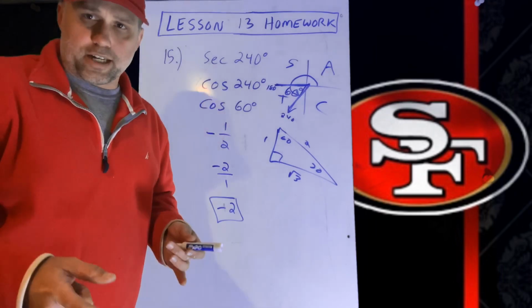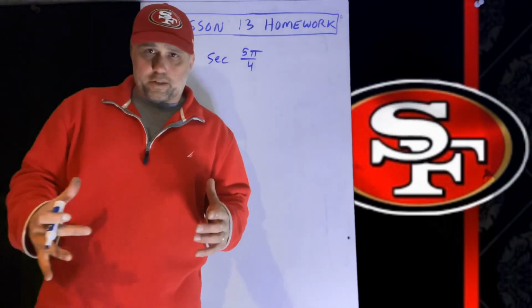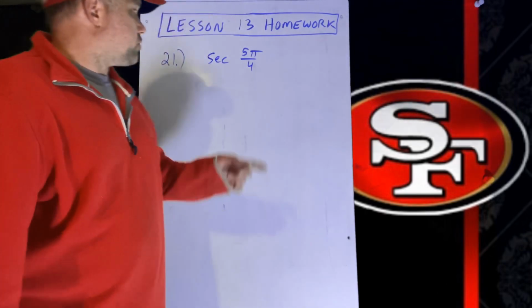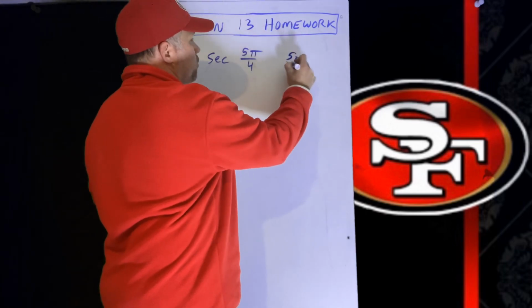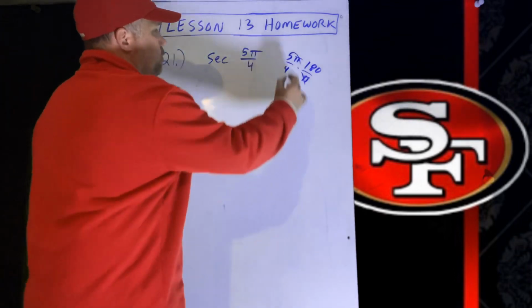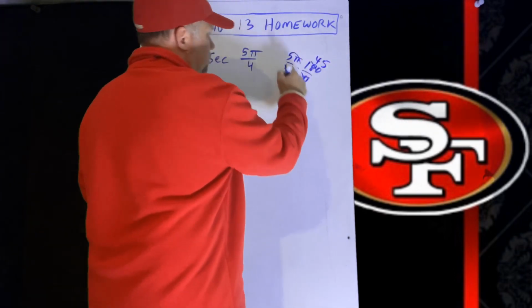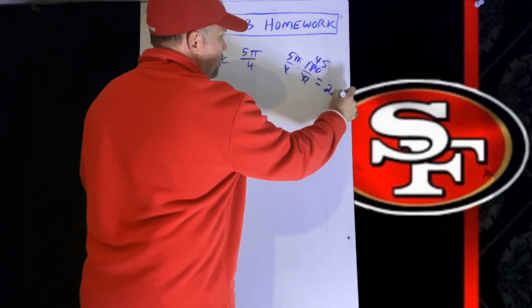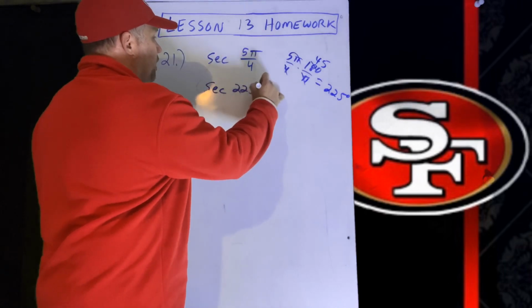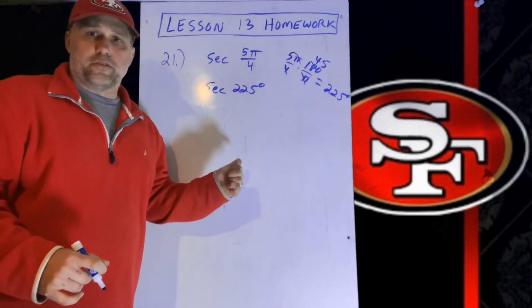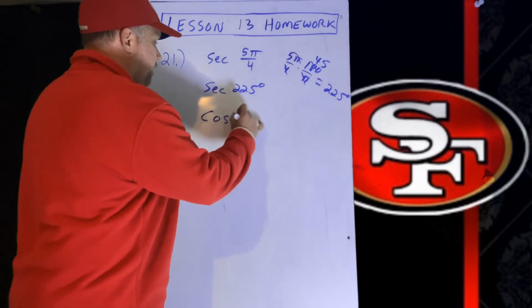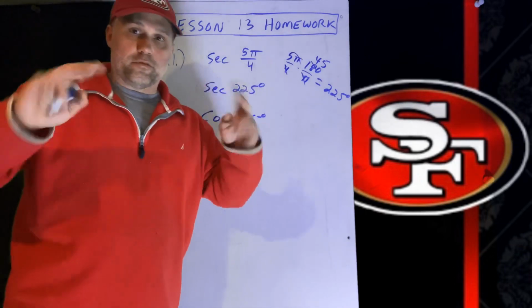I'm going to do 21 next. All right, 21 is a great question for putting it all together. We're going to have to first convert it to degrees. So let's go off to the side here and take 5 pi over 4, multiply by 180 over pi. Pi's will cancel out. 4 goes into 180 45 times. 5 times 45 is going to give us 225 degrees. So we are finding the secant of 225. To find the secant of 225, I need to use its reciprocal. Its reciprocal is cosine. So I want to find the cosine of 225. And when I'm done, flip that answer.